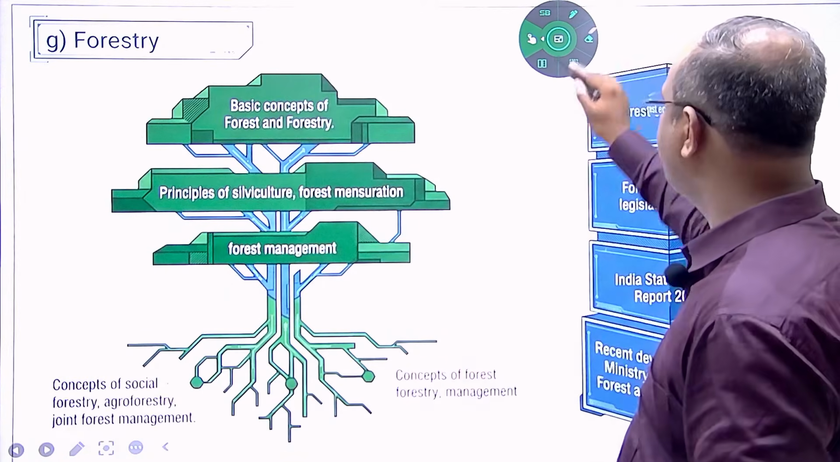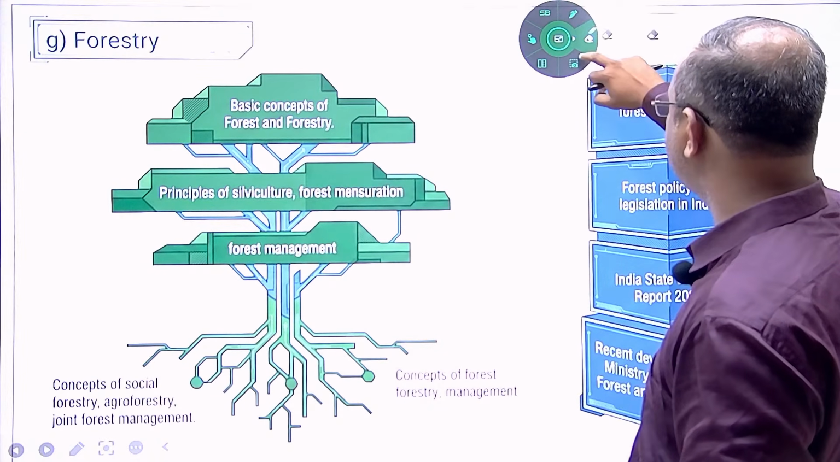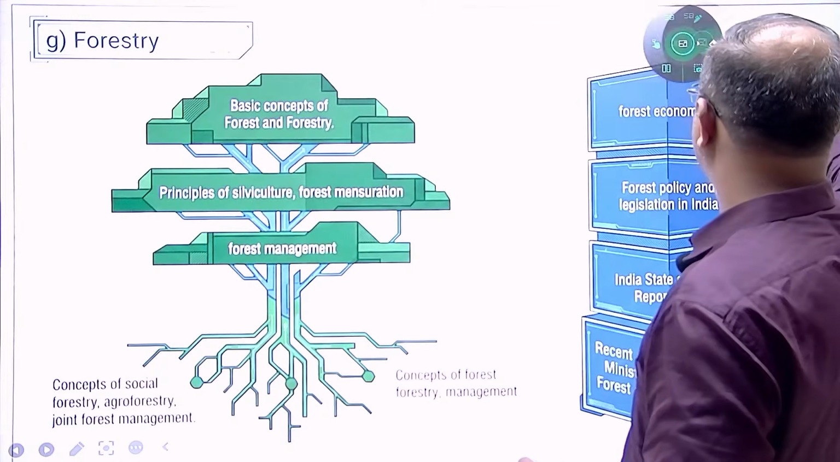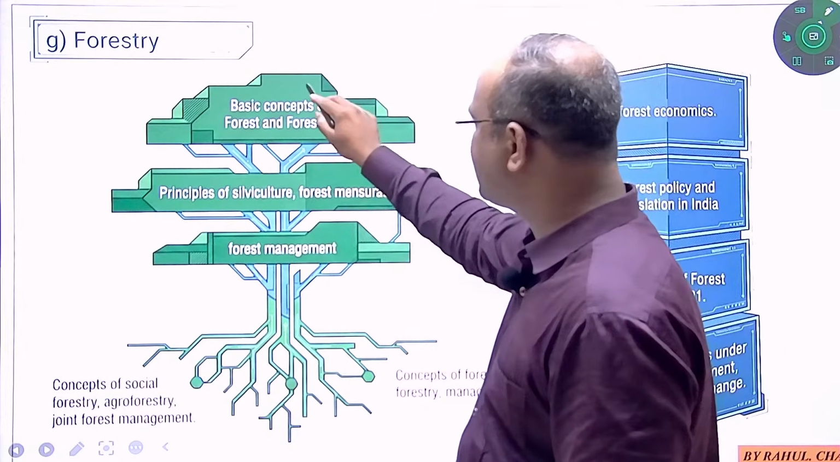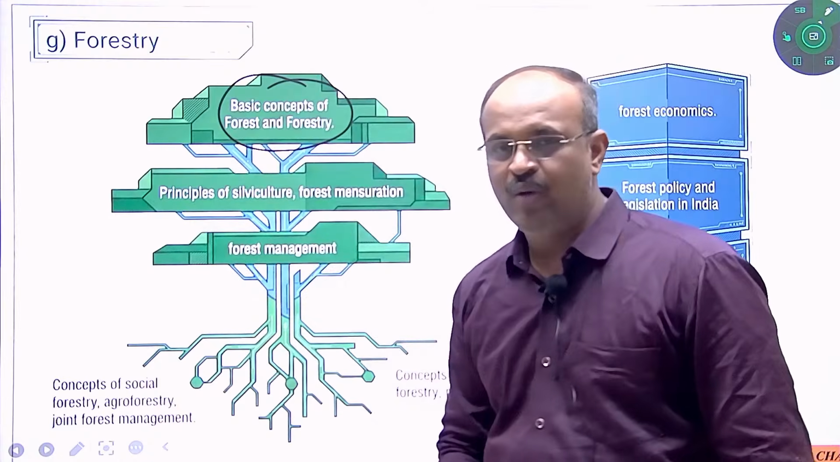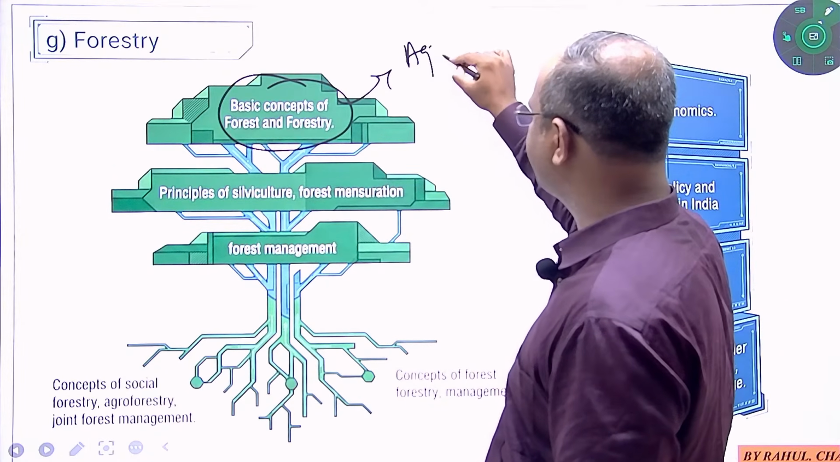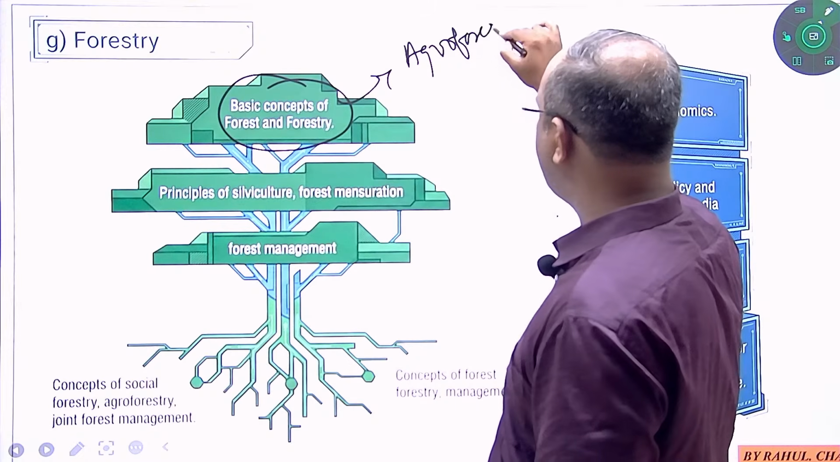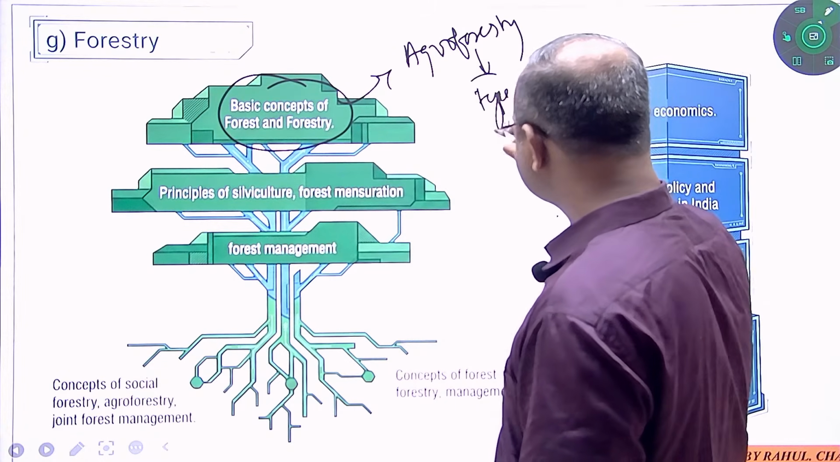Then it is forestry. Again this forestry is important from both descriptive as well as the objective point of view. So they can ask you the basic concepts related to the forestry. What are the basic concepts? So say for example, agroforestry. What is agroforestry and what are its different types? So we can say types. They can ask you the definition.